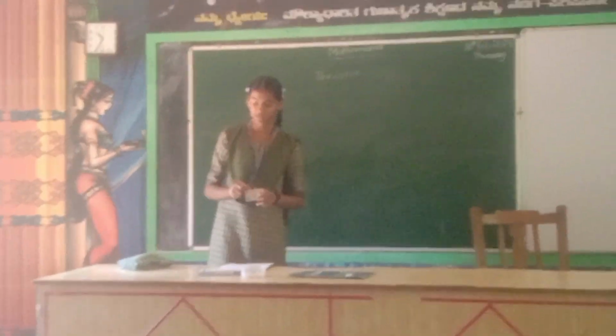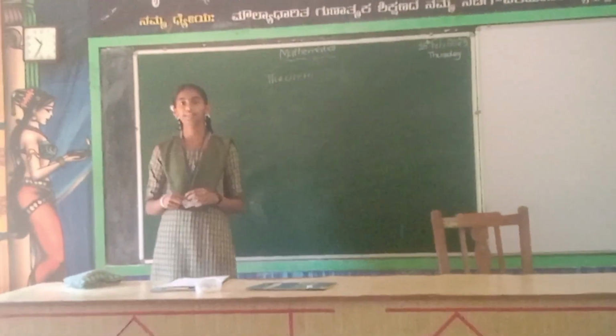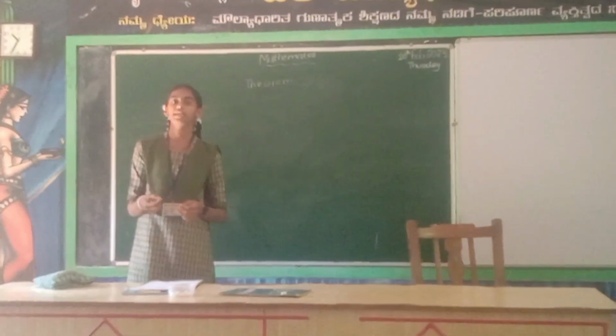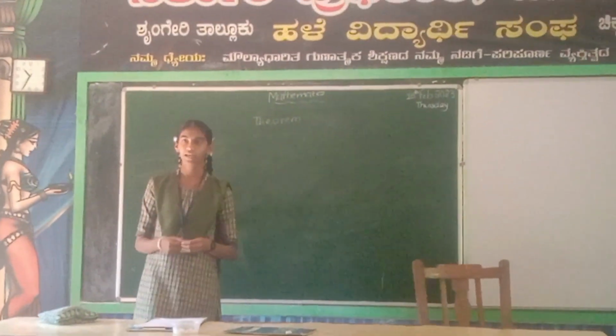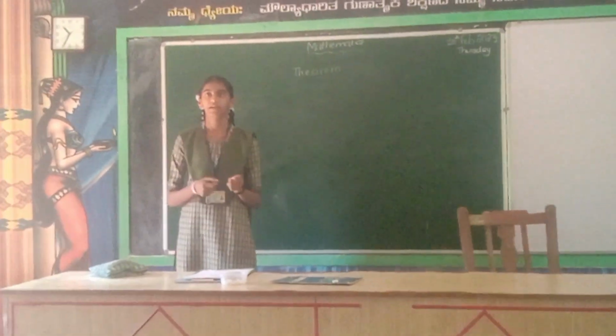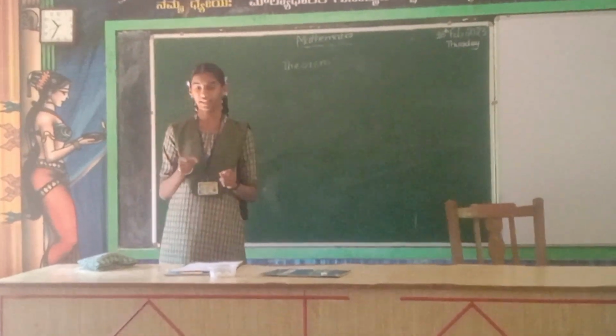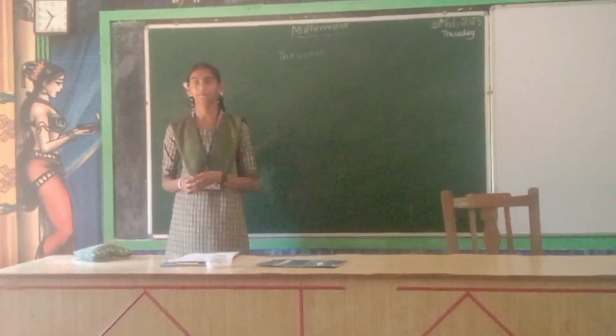I am going to explain about a theorem. The theorem is, if two lines are parallel and equal, then if their ends are joined, it will give a parallelogram. This theorem was introduced by a great mathematician. So, let's talk about parallelogram.